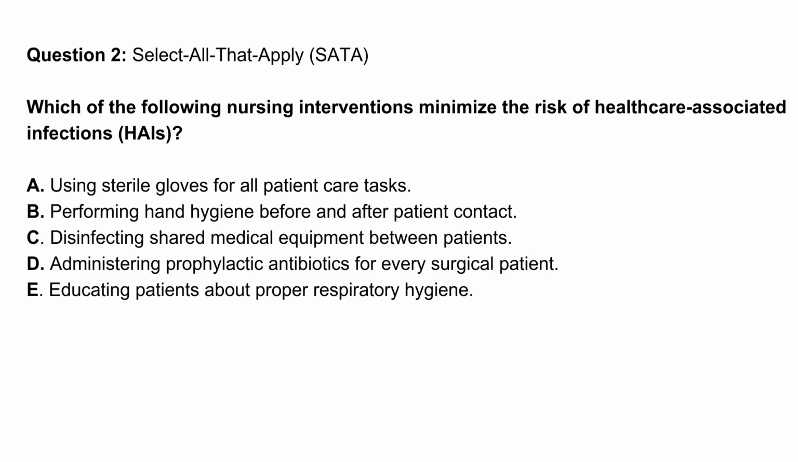Question 2. SATA. Which nursing interventions minimize the risk of healthcare-associated infections, HAIs? A. Using sterile gloves for all patient care tasks. B. Performing hand hygiene before and after patient contact. C. Disinfecting shared medical equipment between patients. D. Administering prophylactic antibiotics for every surgical patient. E. Educating patients about proper respiratory hygiene.